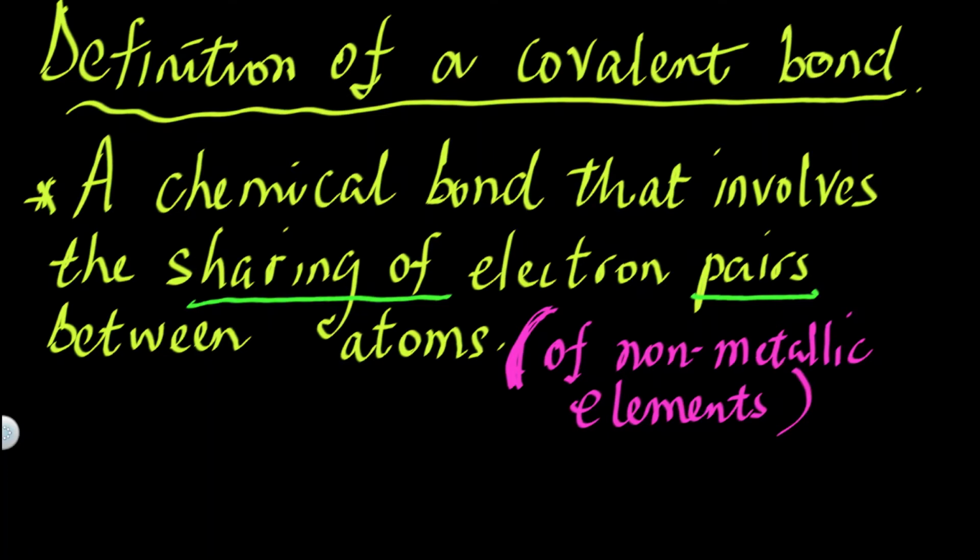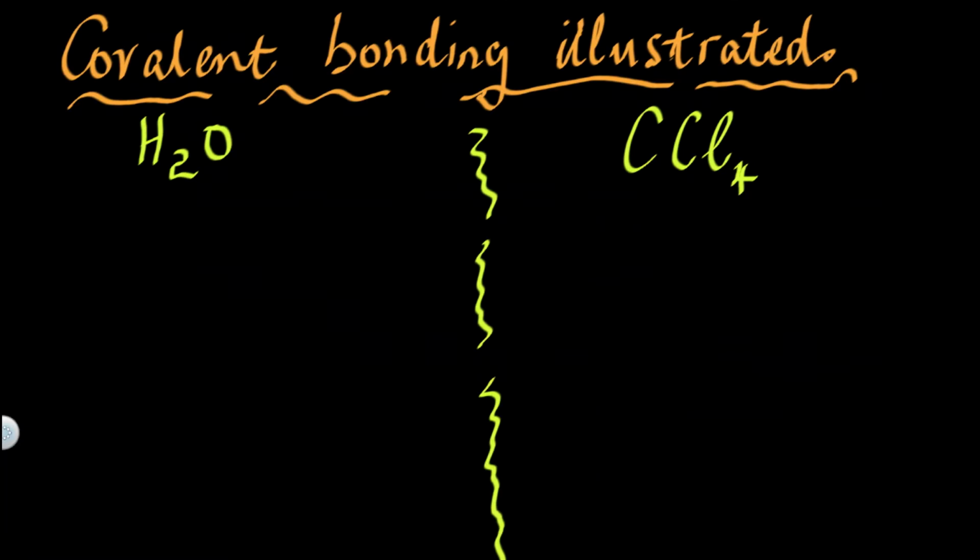Now let us show how this covalent bonding occurs. I'm going to use these two examples: water and carbon tetrachloride, or tetrachloromethane as it is called. So we have H2O, which is the water molecule. The elements involved in water are hydrogen and oxygen. Both of them are nonmetals, so we expect here to have covalent bonding. I'm going to illustrate how this occurs.